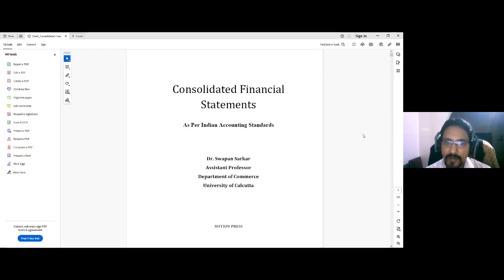Under Ind AS, how consolidated financial statements are prepared, and how a holding company along with its subsidiaries, associates, and joint venture companies report their financial statements, is covered under Consolidated Financial Statement, Paper 18. We are aiming to cover the topic in that way under the guidance of Ind AS.